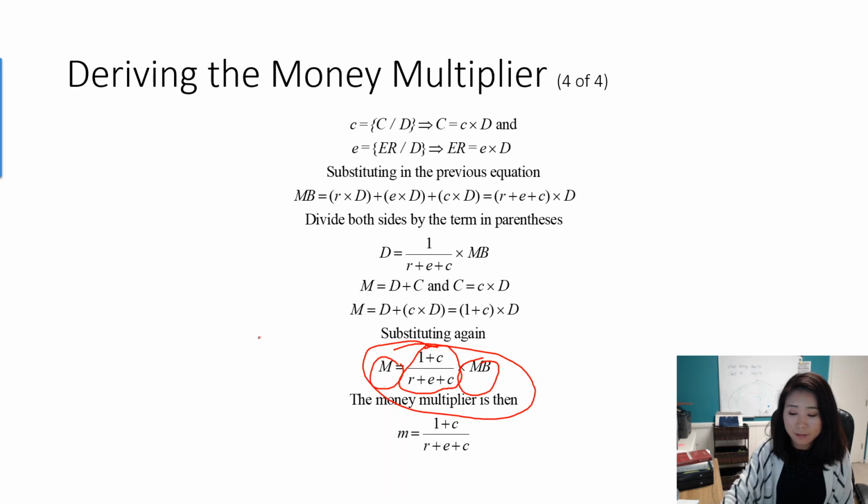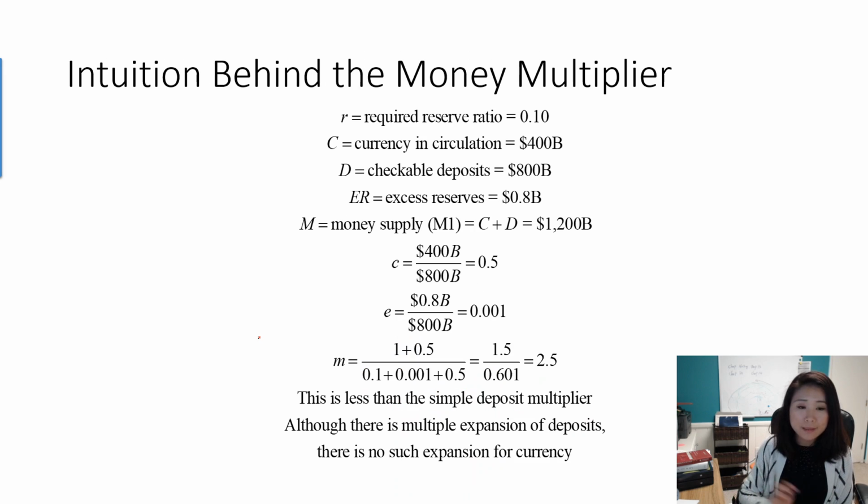So let's practice with numbers, and use this formula to calculate how much money will be supplied to the society. Let's say the required reserve ratio is 10%, the currency in circulation is $400 billion, the checkable deposit is $800 billion, and the excessive reserve held by the bank is $0.8 billion. Therefore, the total money supply is equal to the currency plus the checkable deposit, because that's the liability for the Fed. So that's 400 plus 800, equal to $1,200 billion. That is the money supply.